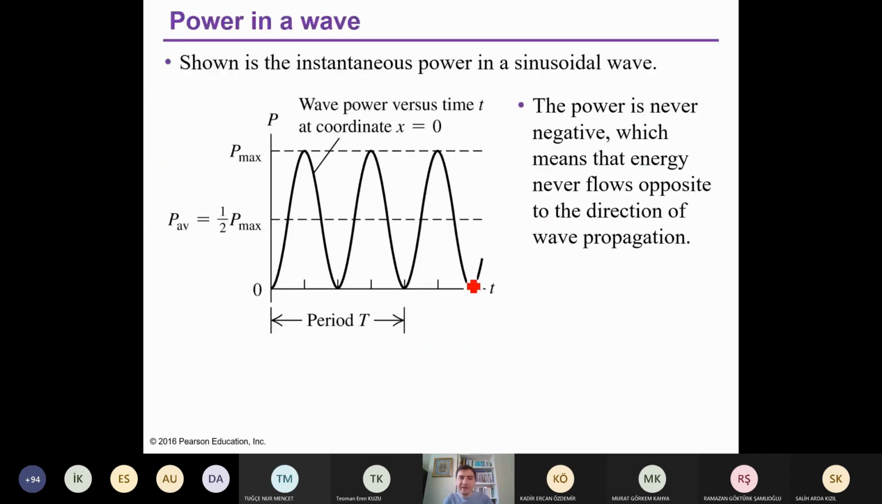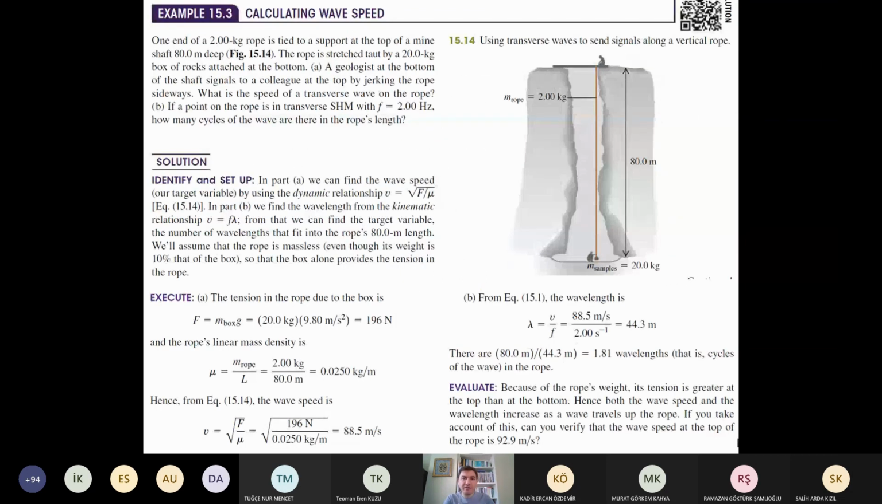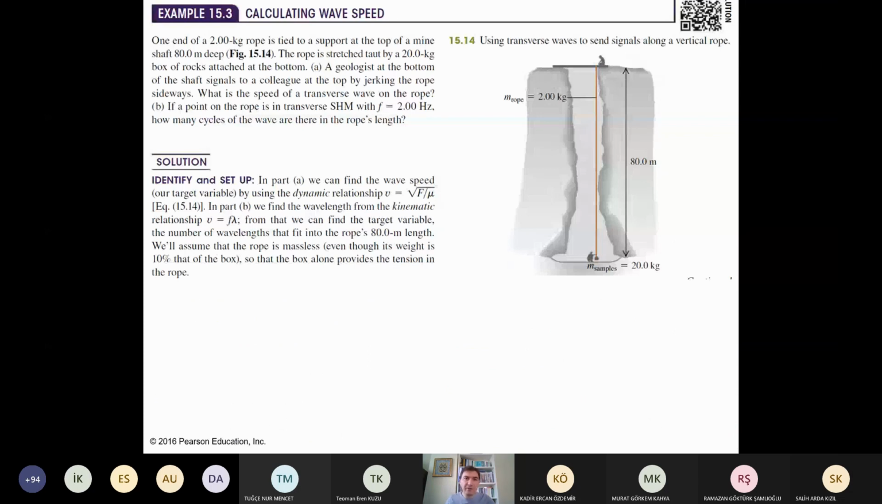Okay, this is my last example, and then with this one, I will finish my lecture. Calculating wave speed, example 15.3 from the book. One end of a 2 kilogram rope is tied to a support at the top of a mine shaft, 80 meters deep. This is the support, and we have a guy here and another guy here, and this is the rope, okay? And this is the mine shaft, maden kuyusu.